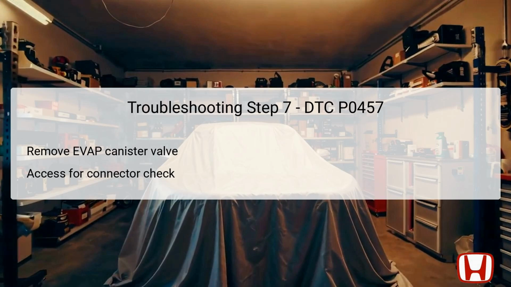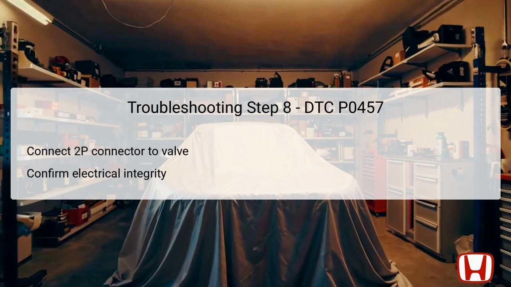gives technicians direct access to inspect the next part of the diagnosis, the electrical connector. It also provides an opportunity to verify the system's overall integrity and readiness for reassembly after the troubleshooting is complete. In the eighth step of troubleshooting, technicians will connect the 2P connector back to the EVAP canister vent shut valve.